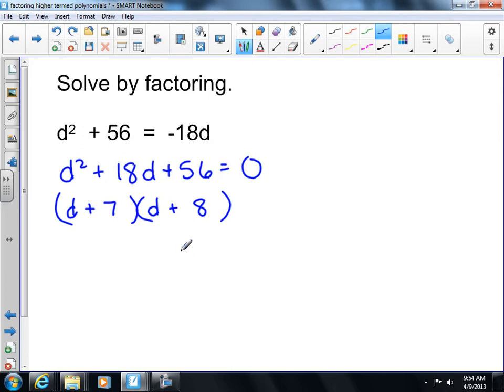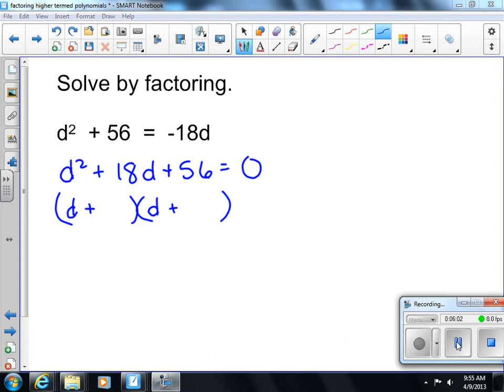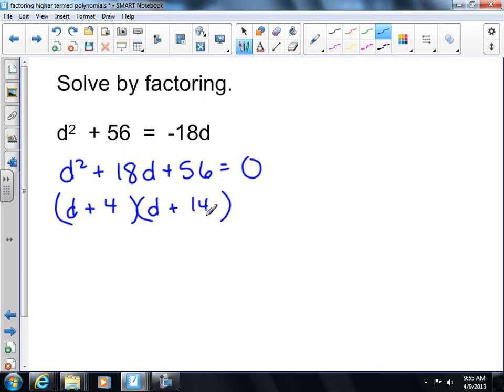No. Try dividing it by 4 or 3. What works? All right, so you try dividing by 4, so you got 14 and 4. Will that work? It sure will, because I get 4 d's, and 14 d's gives you 18 d's. 4 times 14 is 56. So your solution would be d is a negative 4, or d is a negative 14.